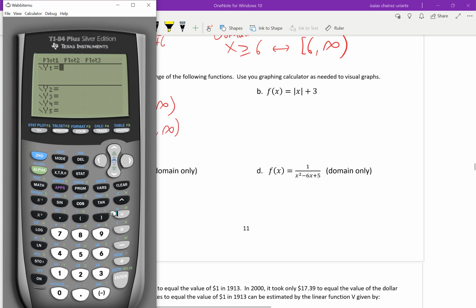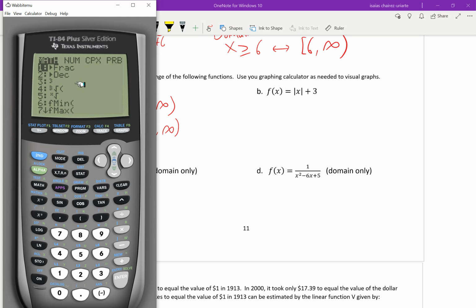Well, where in my calculator is absolute value? If you go to math right here, there's this button that says math. I'm going to click there. So let me just start from scratch. I'm going to go to y equals, and I want to enter absolute value of x plus 3. So where do I find absolute value of x in my calculator? There's a button called math over here. I'm going to click there.